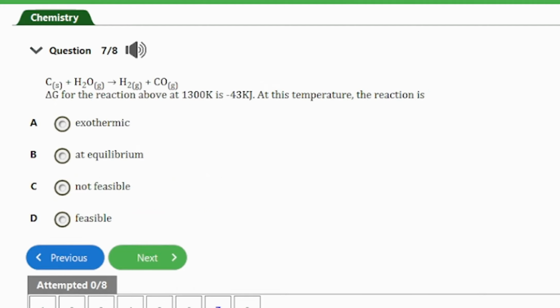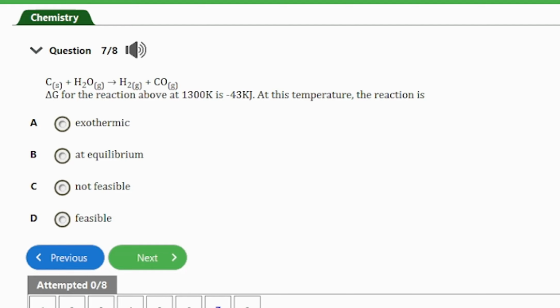So let's look at the next question. Question number 7. All right, we have an equation of a reaction here, and the question says delta G for the reaction above at 1300 Kelvin is negative 43 kilojoules. At this temperature, the reaction is: A, exothermic; B, at equilibrium; C, not feasible; D, feasible.